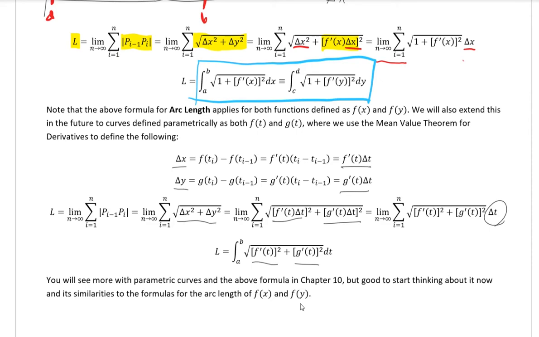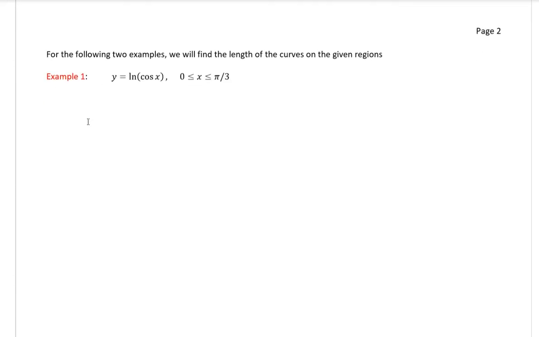So this is going to be our parametric equation. Again, you won't need this yet. You'll see this in Chapter 10, but it's good to start to think about how this will relate to parametric curves moving forward. Again, the only two that we're going to need right now, or at least at this juncture, are the two for just f of x and f of y. So let's do a couple examples of those.